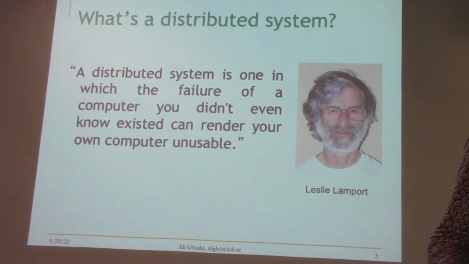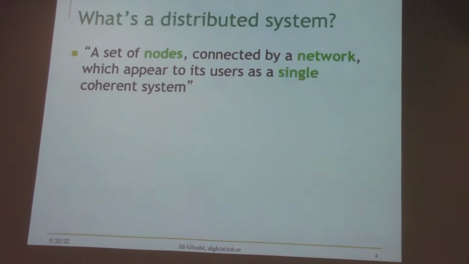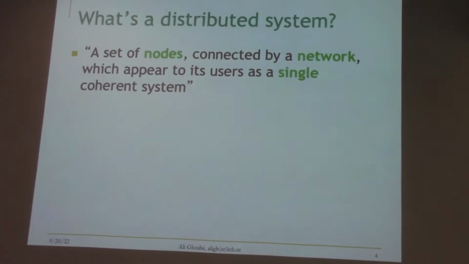But unfortunately, this is still sometimes true. It's maybe less true nowadays than 20 years ago. But here's a more precise definition. A set of computing nodes connected by a network which appears to the users as a single system. So basically, the nodes are somehow talking to each other and providing a service or an abstraction together. And the user does not see that there's many nodes. The user sees a single system.